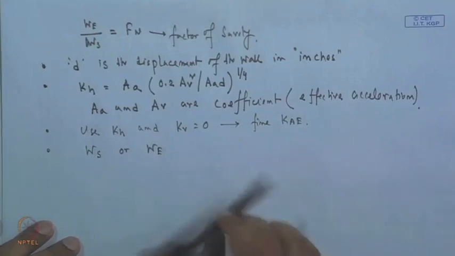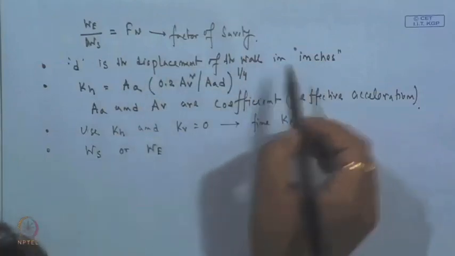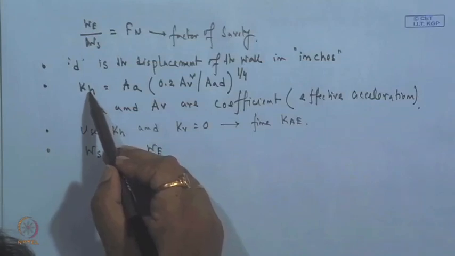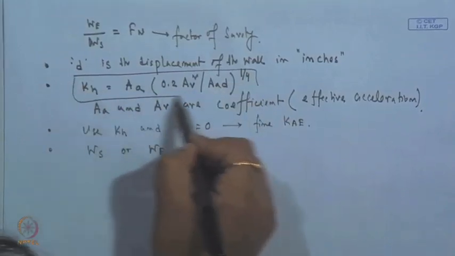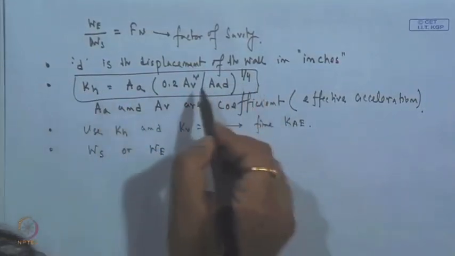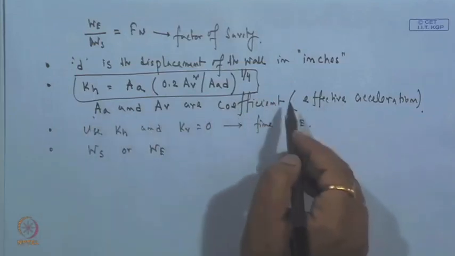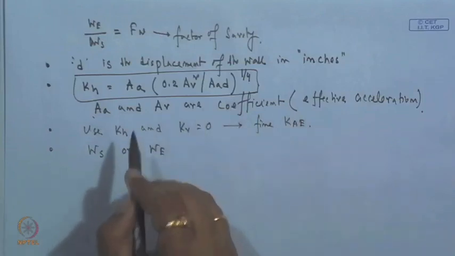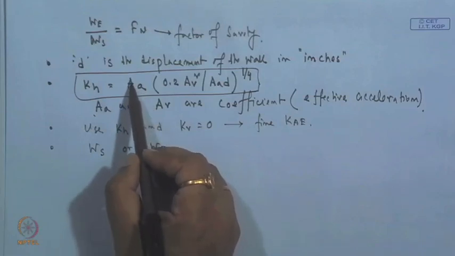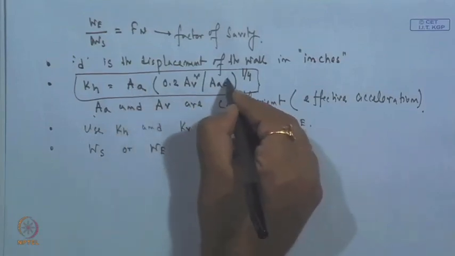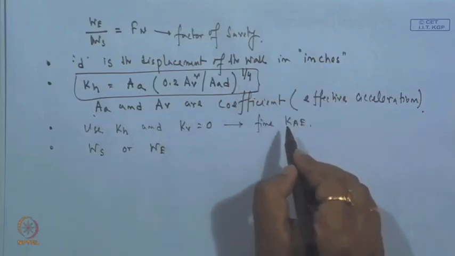So, that means the steps are, first we consider a displacement of the wall d in inches, then we consider this k h expression with the help of this equation, where a v and a a are the two effective acceleration coefficients. Then we will calculate the k h from this expression after knowing this k a a and a v values, and d is the displacement in inches, and then we will put k v equal to 0, then we will calculate k a e.